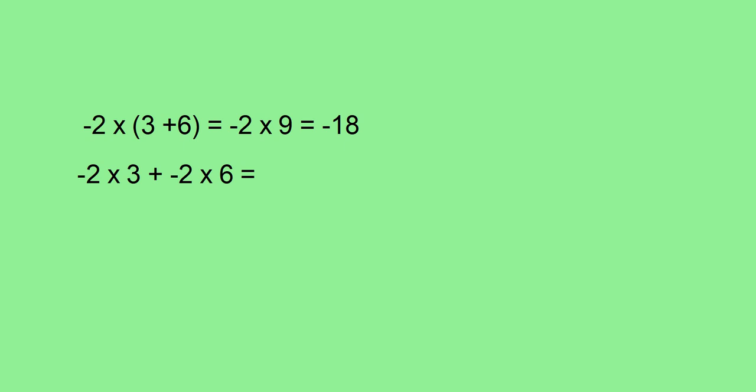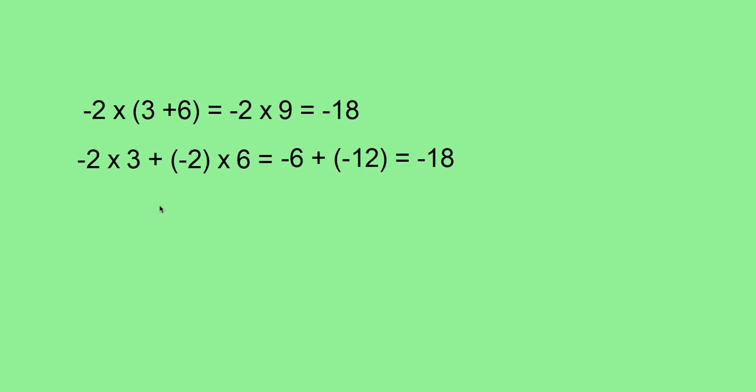Now what is negative 2 into 3 plus negative 2 into 6? Find it out first. Here, negative 2 into 3 plus negative 2 into 6: negative 2 into 3 is negative 6, plus negative 2 into 6 is negative 12, and you get negative 18 as the answer. Look at both questions, negative 2 into (3 plus 6) and negative 2 into 3 plus negative 2 into 6. Both give the same answer.